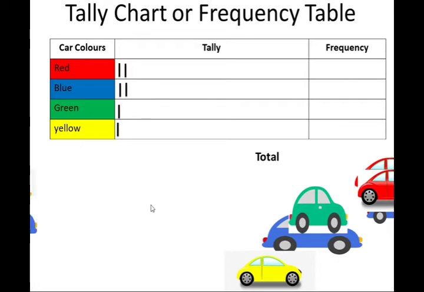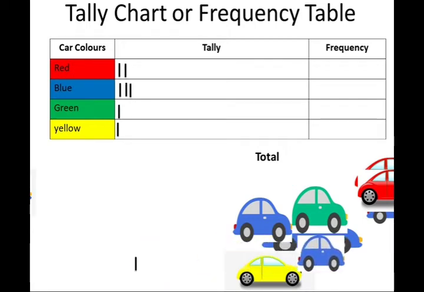And she's going to continue counting. 1 more for blue. Another 1 for blue. Okay, now if you look carefully, you can see so far she has counted 2 red cars. She has counted 4 blue cars. She has counted 1 green car and 1 yellow car. Okay, now she's going to continue her counting.